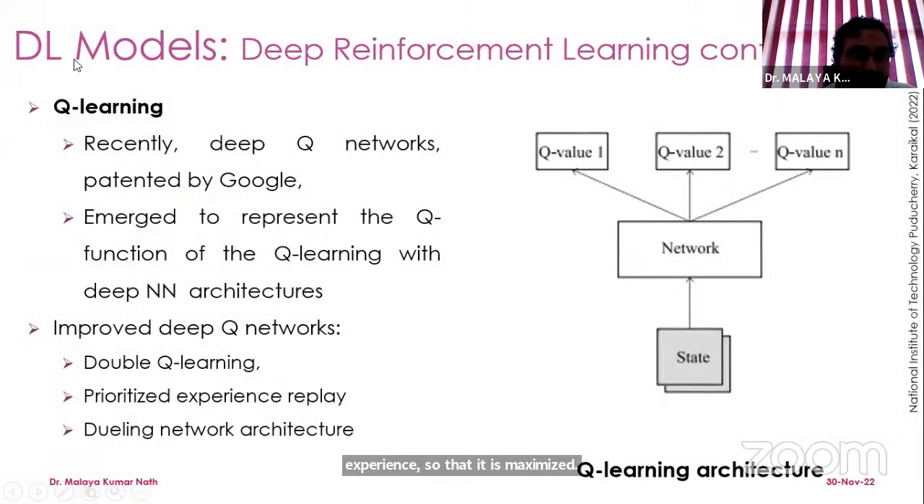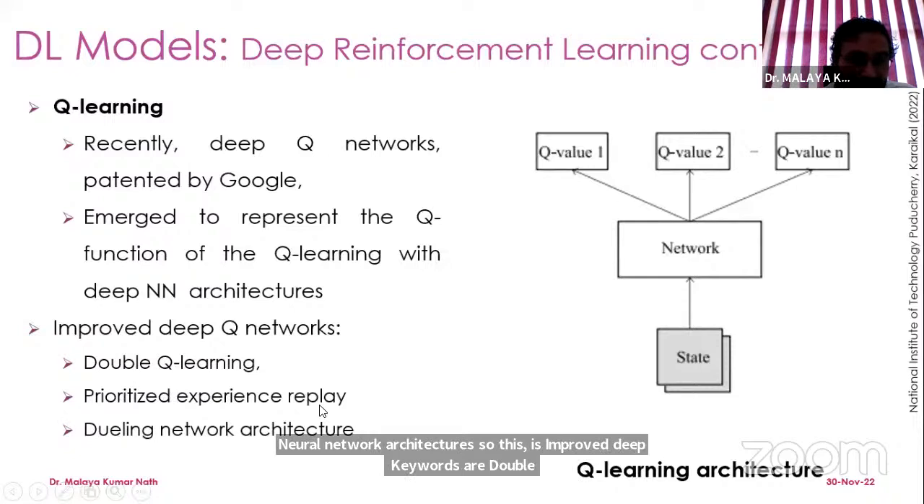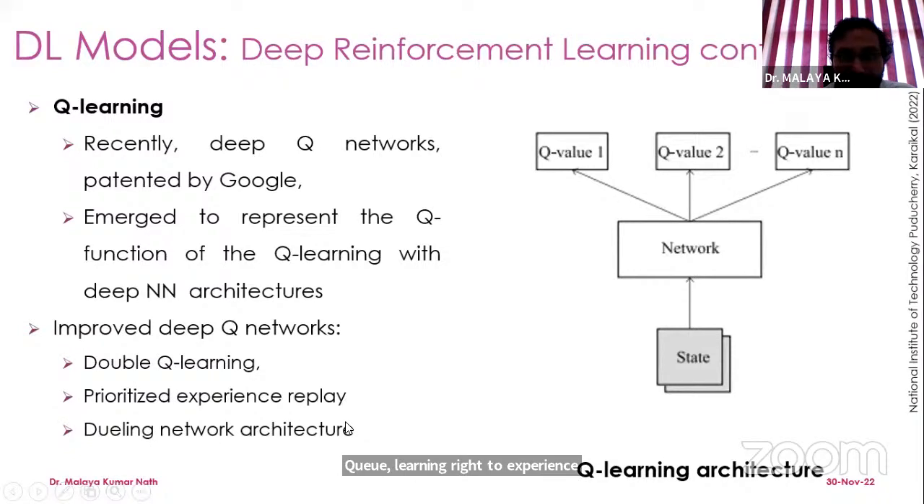And what is this Q learning? This is the recently developed deep Q networks, which is patented by Google. It emerged to represent the Q function of Q learning with deep neural network architectures. The improved deep Q networks are double Q learning, prioritized experience replay, and dueling network architectures. So this is Q value 1, Q value 2, up to Q value n, and the network, and these are the different states.